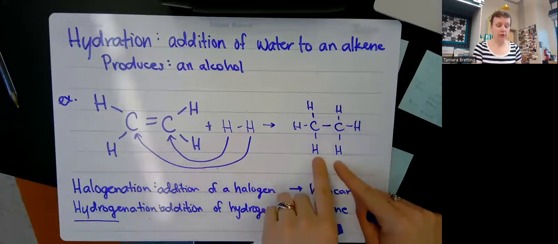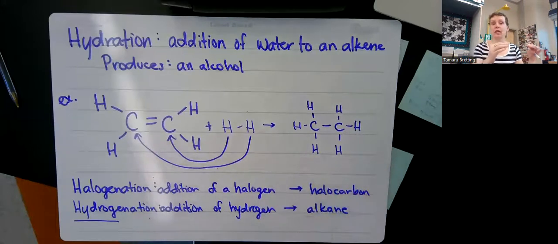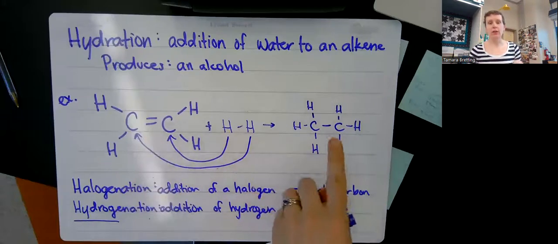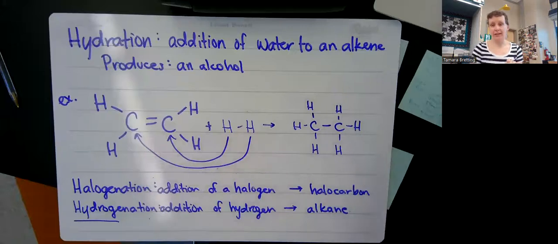Now, if you're reducing with hydrogen, you go from an alkyne to an alkene, or an alkene to an alkane. If you're reducing it with water, you're creating alcohols. If you're reducing it with halogens, you're creating halocarbons. But it's always going to reduce that bond when you do an addition reaction. And that's the end of those notes.